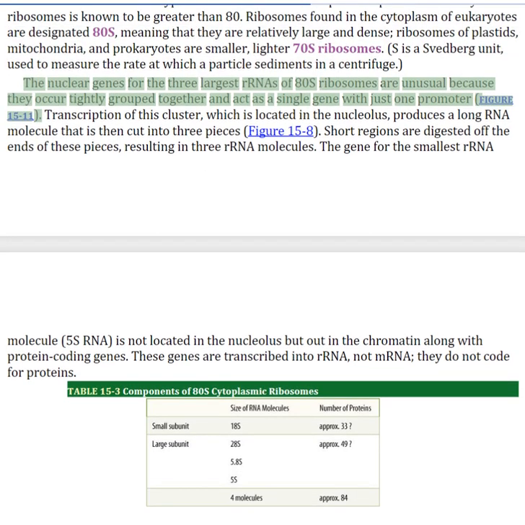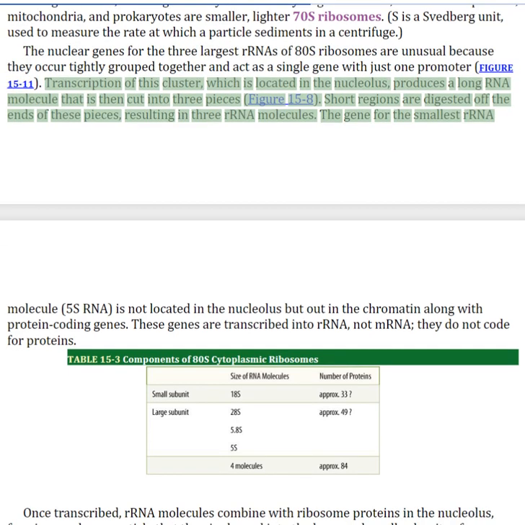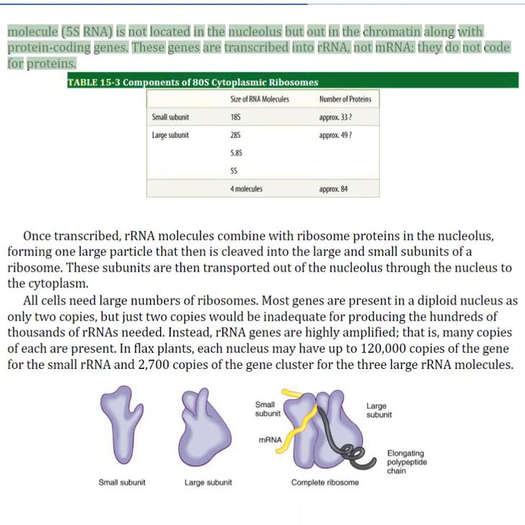The nuclear genes for the three largest rRNAs of 80S ribosomes are unusual because they occur tightly grouped together and act as a single gene with just one promoter. Transcription of this cluster, which is located in the nucleolus, produces a long RNA molecule that is then cut into three pieces. Short regions are digested off the ends of these pieces, resulting in three rRNA molecules. The gene for the smallest rRNA molecule is not located in the nucleolus but out in the chromatin along with protein-coding genes. These genes are transcribed into rRNA, not mRNA. They do not code for proteins.